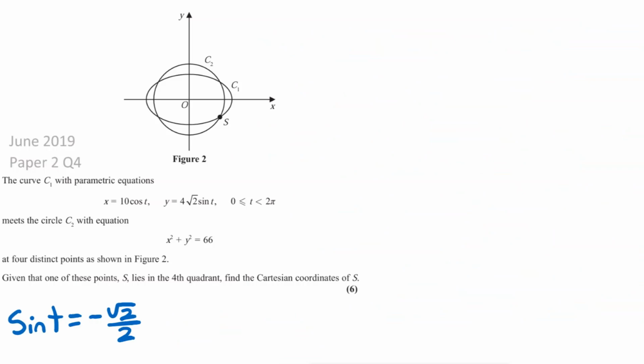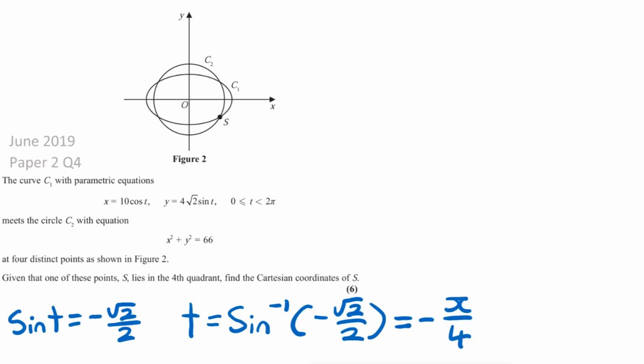Okay, so in order to find t, let's take the inverse sin of minus root 2 over 2, which if you put it into your calculator is equal to minus pi over 4. Now annoyingly this isn't in this domain here, so this isn't a possible answer for t.